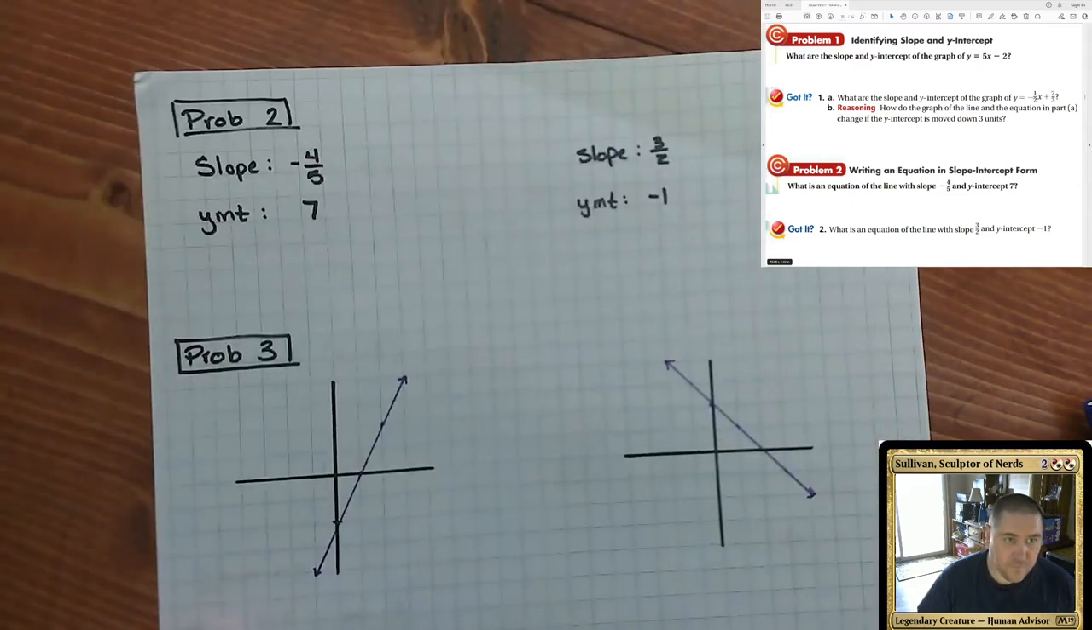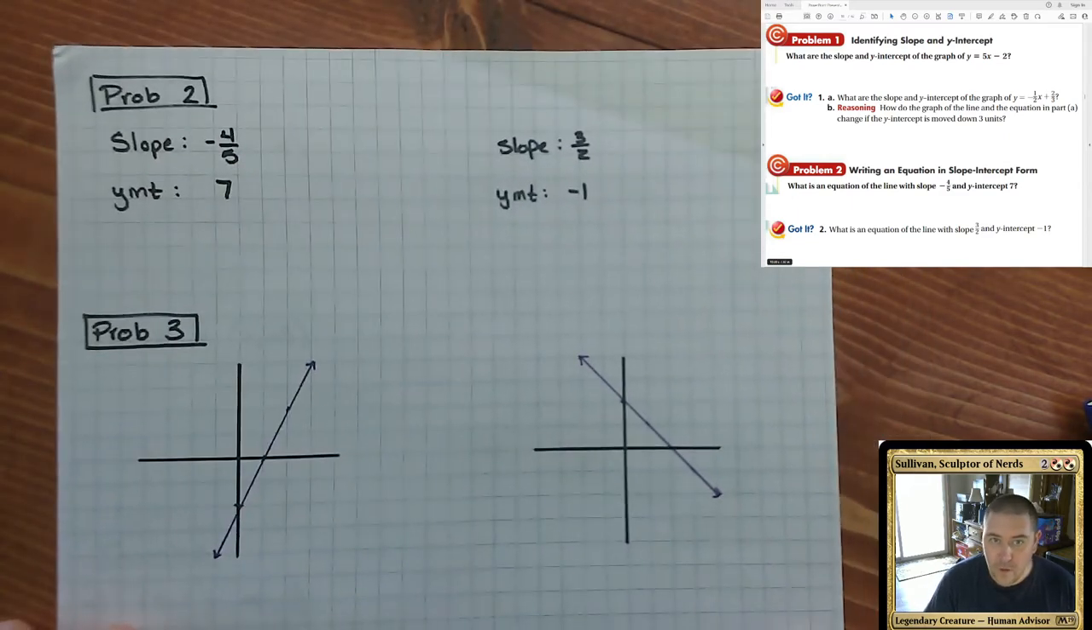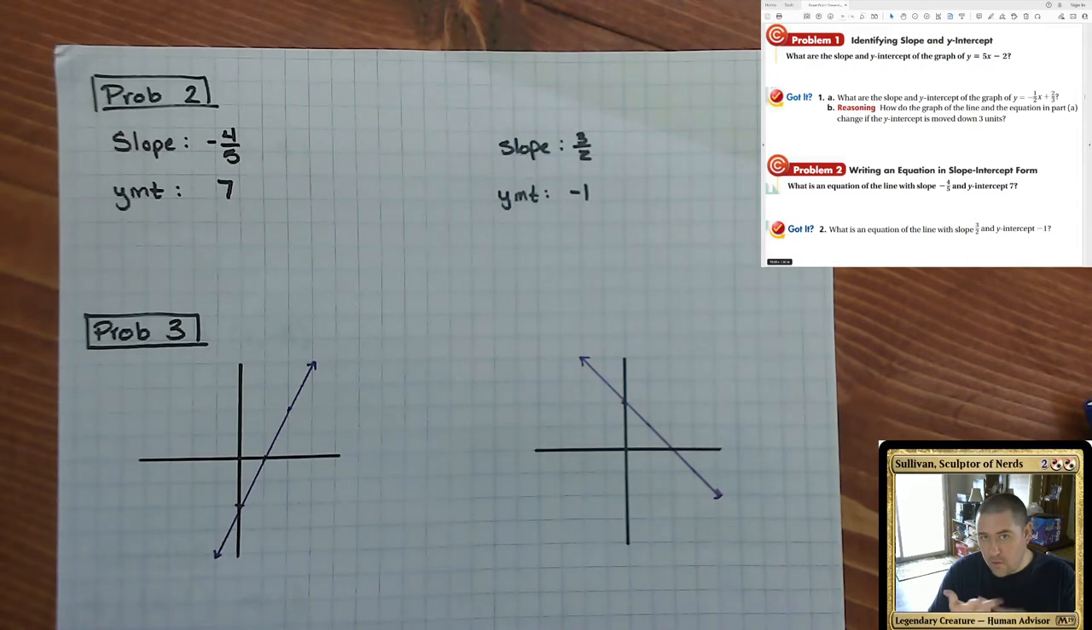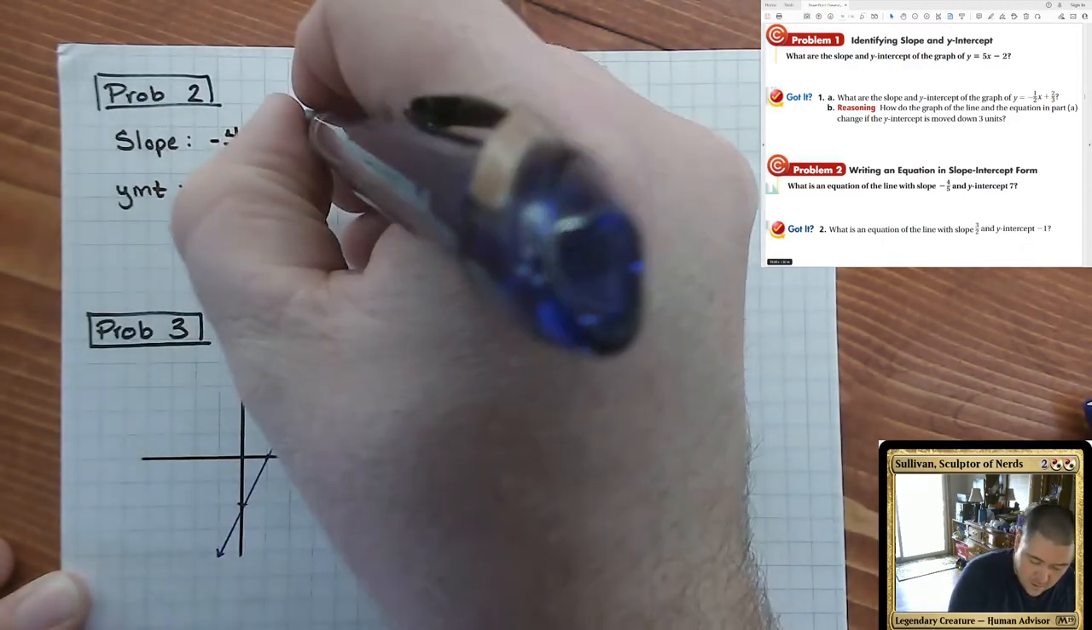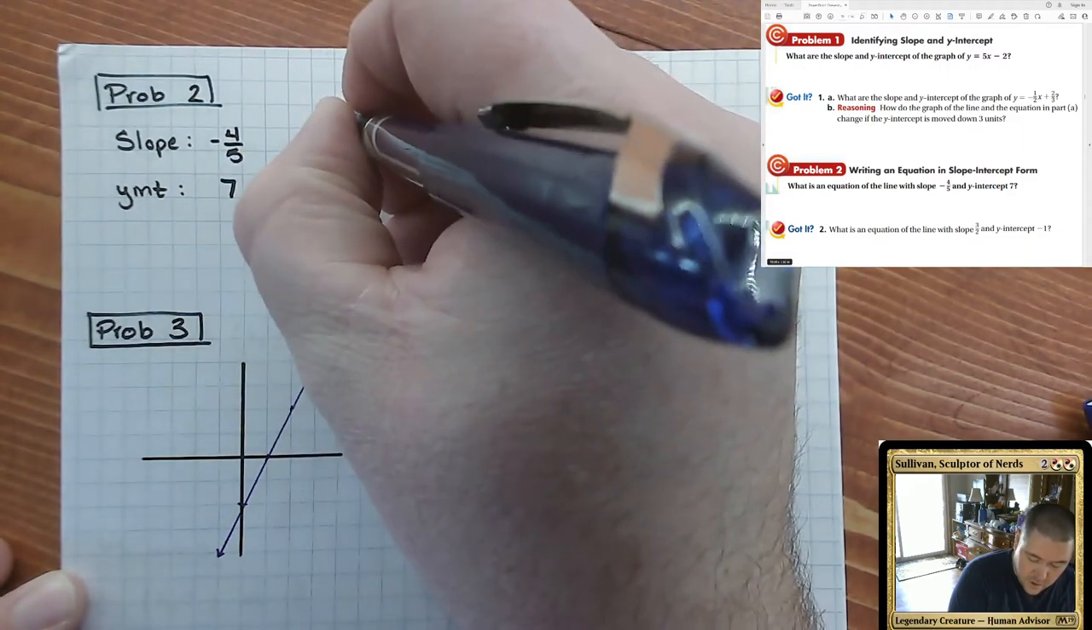Okay. Problem 2. They tell you the slope and the y-intercept. Now you write the equation. So now it's kind of the swap of what we were just doing. They gave us the equation. Tell me what the slope and y-intercept are now. Here's the slope and y-intercept. Tell me the equation. And it's really just plug and chug.